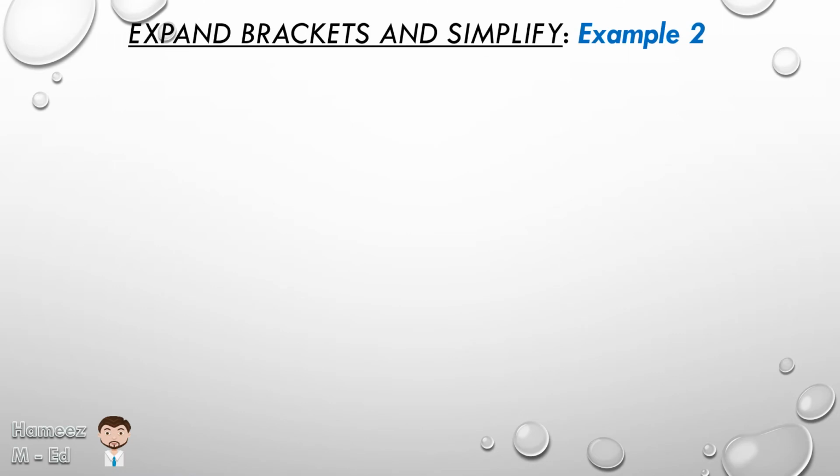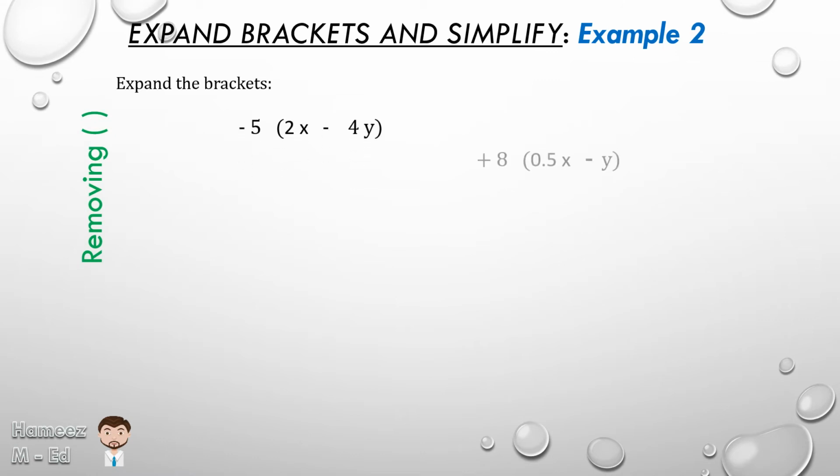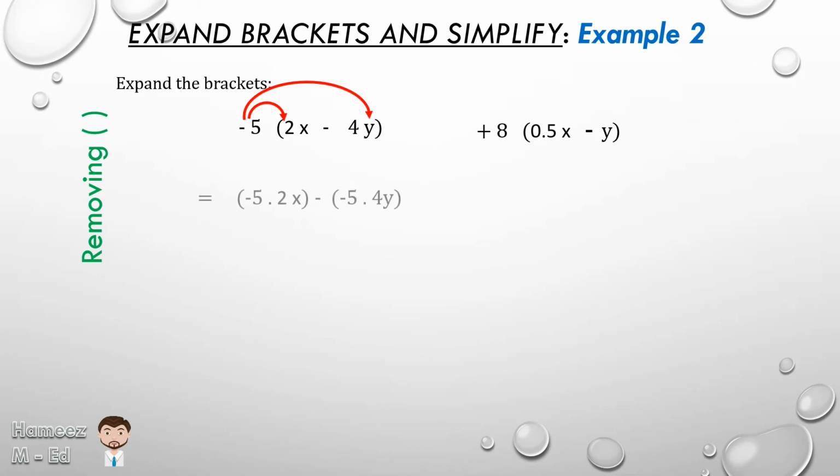And remember, that means to remove brackets. So the question states minus 5 times 2x minus 4y plus 8 times 0.5x minus y. And we show multiplication by putting curves there, and we'll be multiplying minus 5 times 2x. Notice that we did not put an x or multiplication sign, but we put a point. So this shows that there is multiplication taking place, but there aren't too many x's to confuse students.